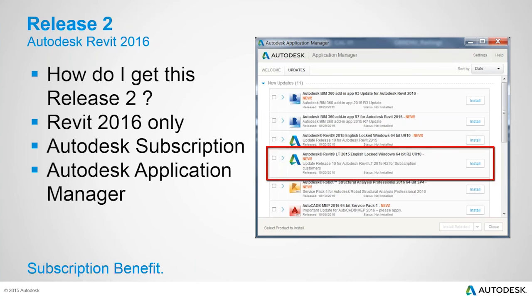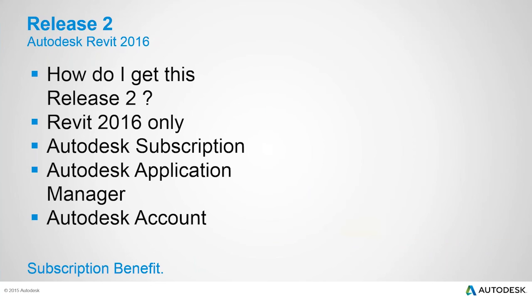Now, did you notice I said hopefully? What we have been finding is that different people have been getting a different experience from user to user. In this screenshot, I've got Release 2 available for Revit LT, but it never showed it available for my full version of Revit. So this is one method. There are two ways. Another option is going to be via your Autodesk account.